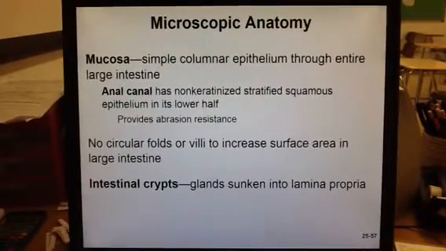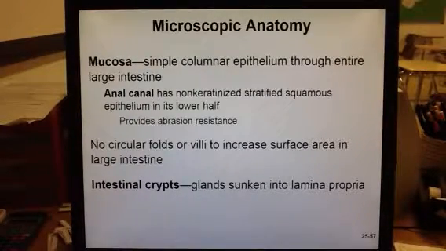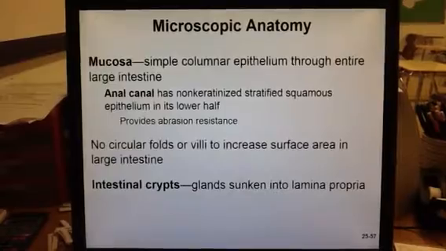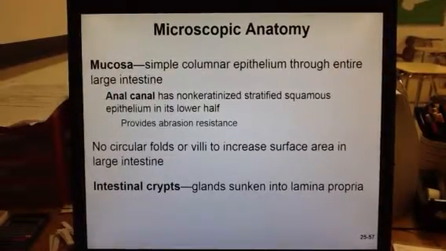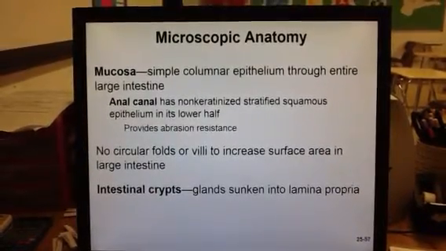This is talking about the large intestine, where we see the mucosa layer, which we've seen earlier in the digestive tract. Here it is a simple columnar epithelium, and this is where the water reabsorption is going to take place. But then in the anal canal it switches over to a non-keratinized stratified squamous epithelium, and that's to provide resistance to abrasion. And there are no circular folds or villi to increase surface area in the large intestine. That's not necessary because we're not absorbing like we were in the small intestine. This is just reabsorption of water.